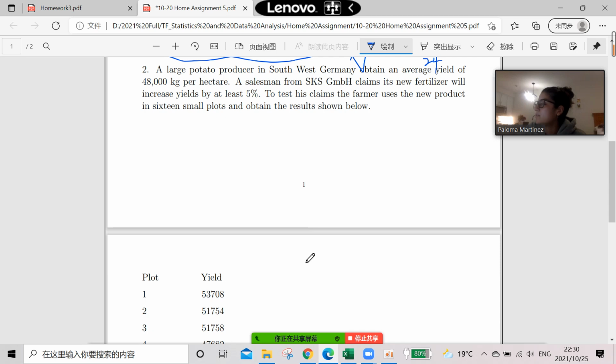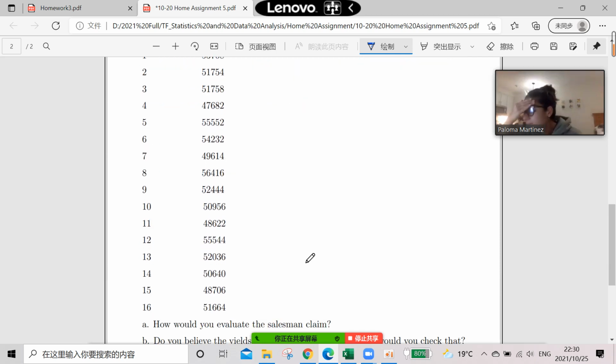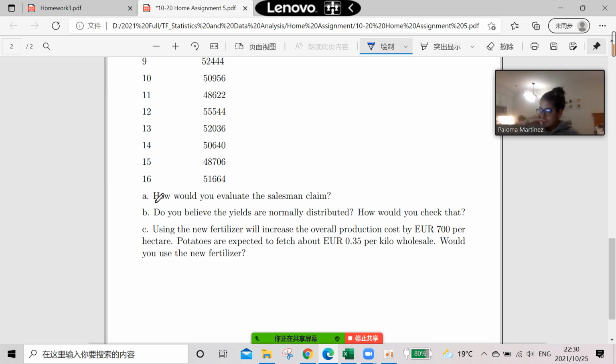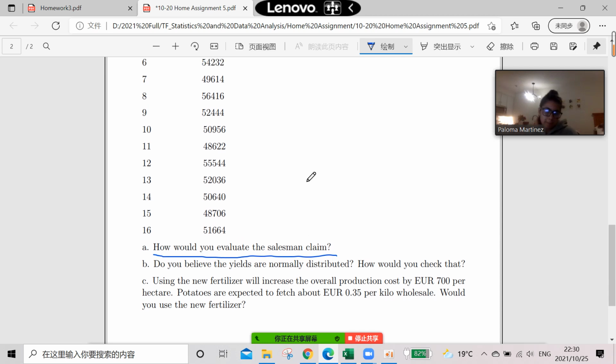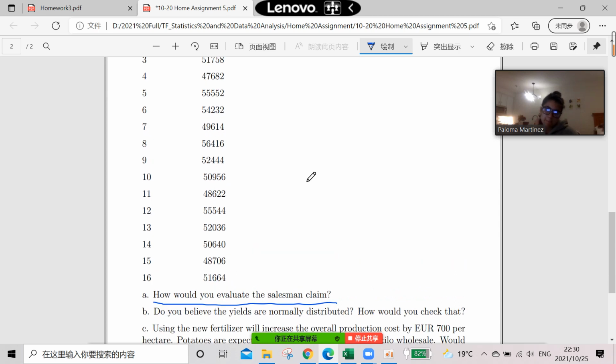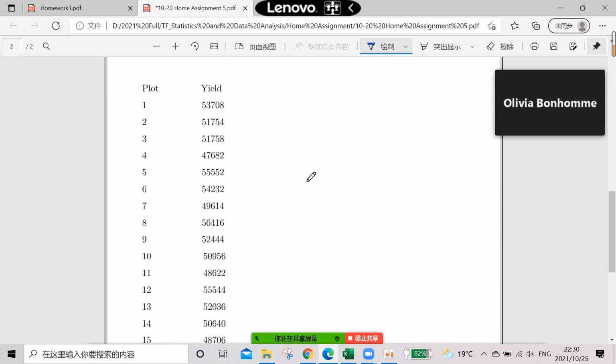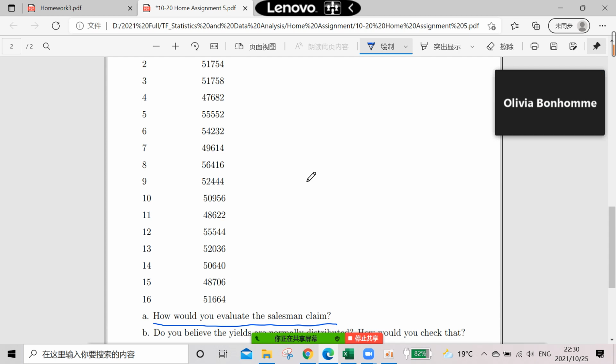So how would you evaluate the salesman's claim? This generally asks you to do a t-test, because without it you cannot argue how to evaluate. The best way to evaluate is through a t-test. We can argue it without a t-test, we can just say yes or no.